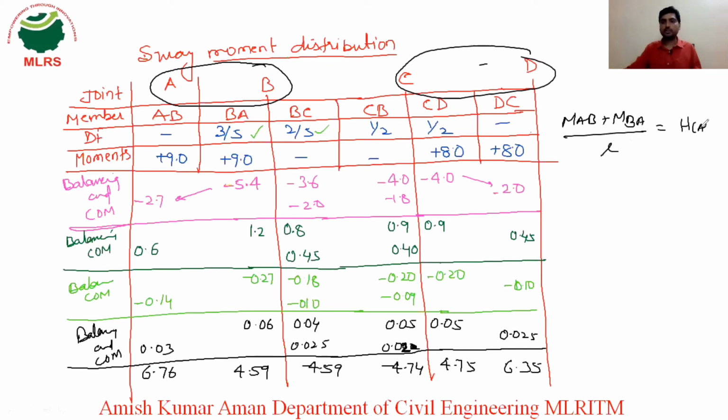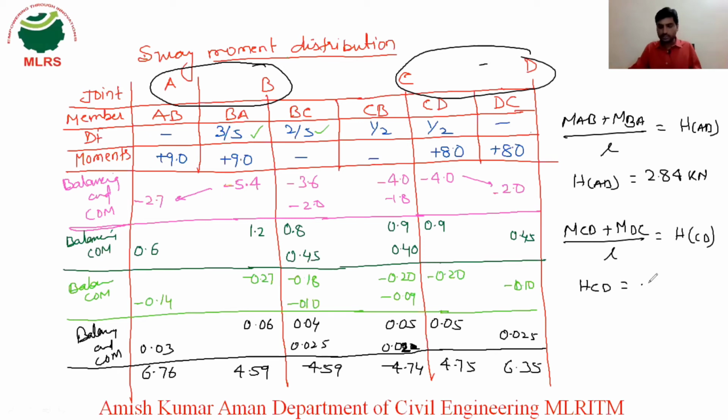So for AB, we will check MAB plus MBA by its length, that will be equal to HAB. So when you divide, you will get 2.84. HAB is 2.84 kilonewton. And similarly, if you do for CD also, MCD plus MDC divided by its length, that will be HCD. So HCD will be equal to 3.7. Now add these two, 2.84 plus 3.7. So total H will be 6.54 kilonewton in this direction.